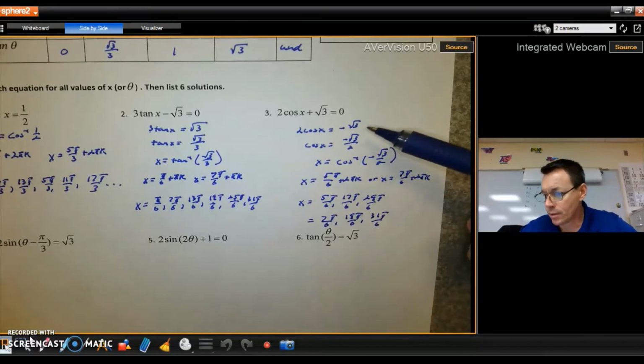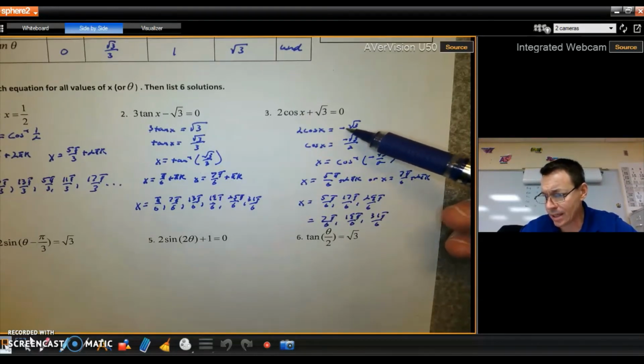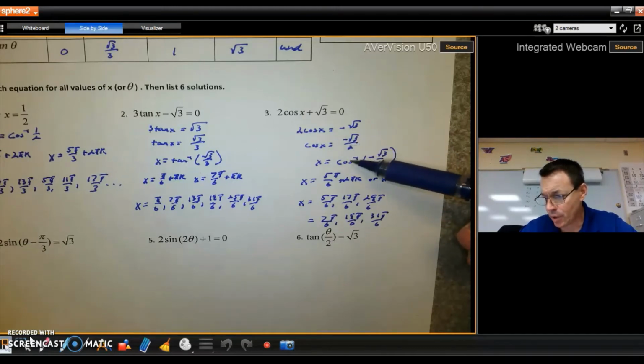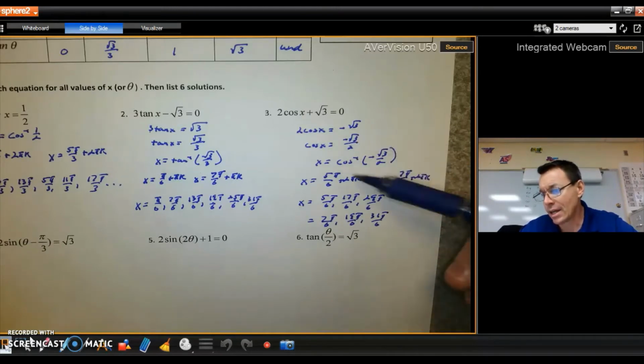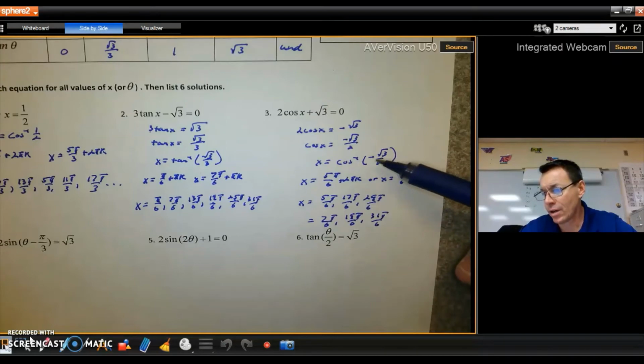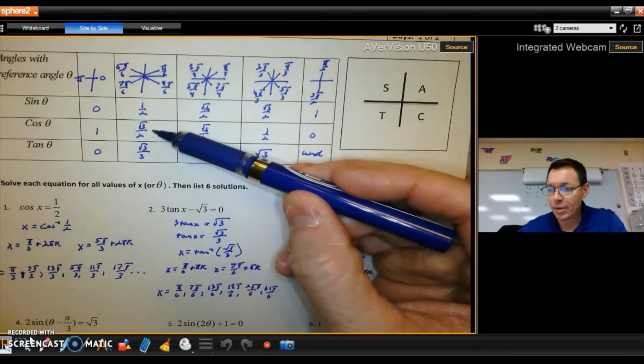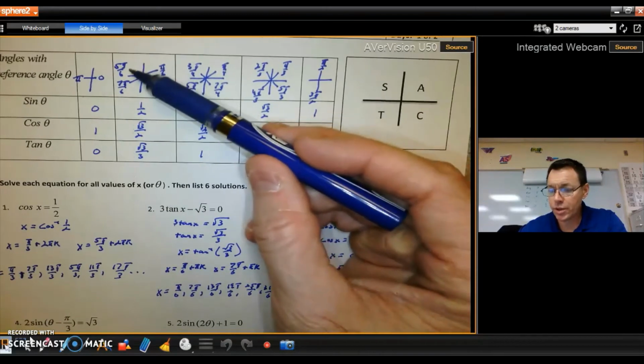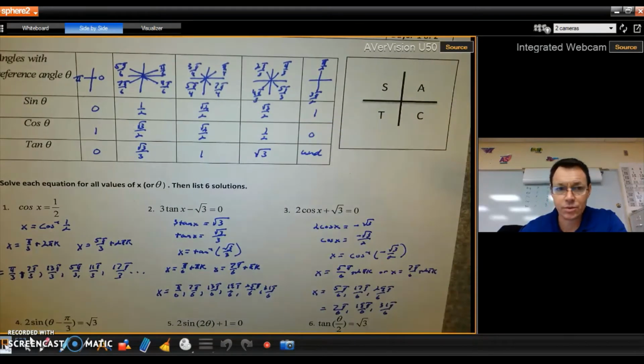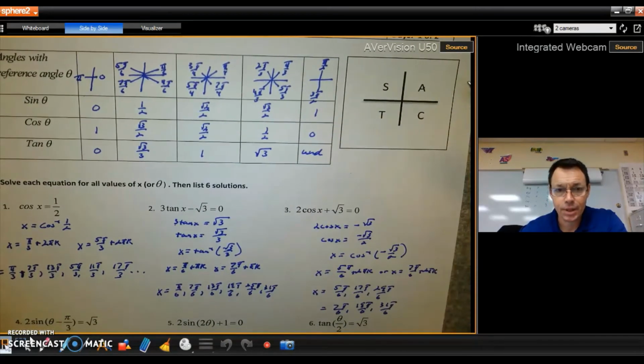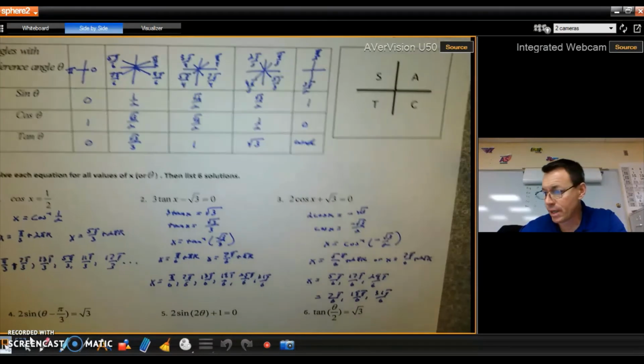So here's my work. I move the radical 3 over. It's now negative. I divide it by 2. I move the cosine over. So I need the angles that have a cosine value of negative radical 3 over 2. So I'm going to use my chart, and I'm going to choose the two angles that are in quadrants 2 and 3 because that's where cosine's negative. So I got 5 pi over 6 and 7 pi over 6.